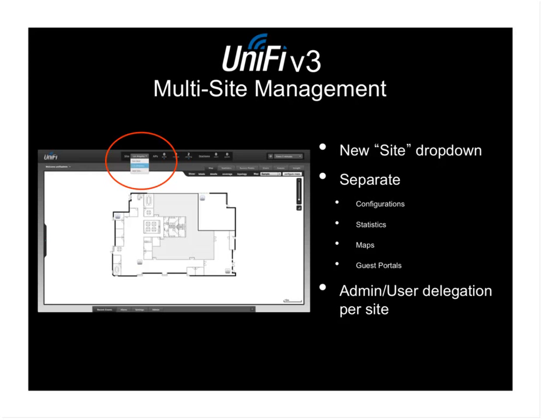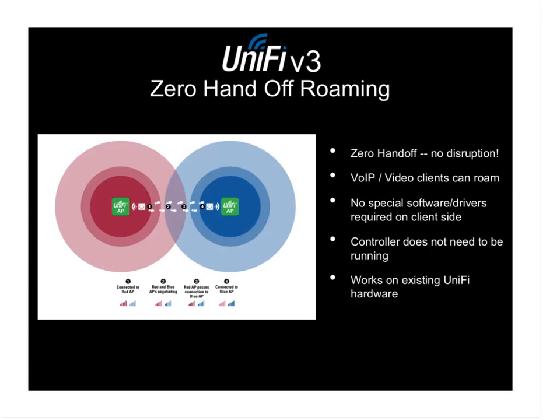Okay, next slide. The next feature that we're going to talk about for UniFi version 3 is the zero handoff roaming feature. This is very important for latency-sensitive applications like voice and video, where any kind of disconnection or traffic interruption could cause lots of problems.